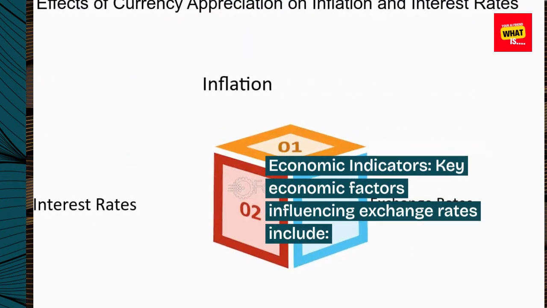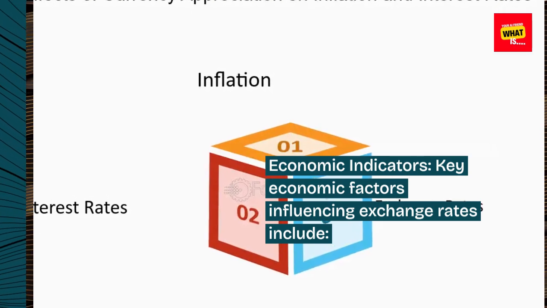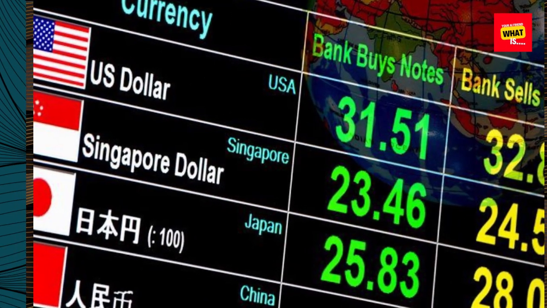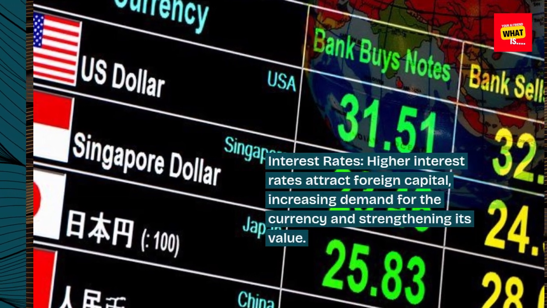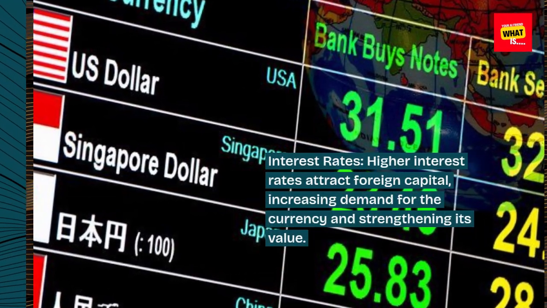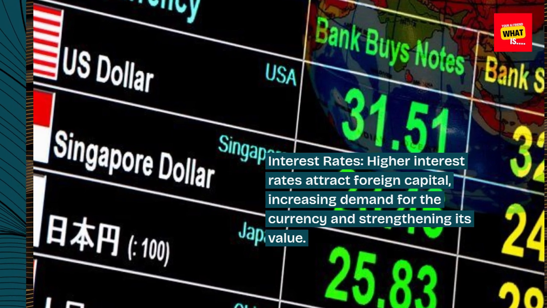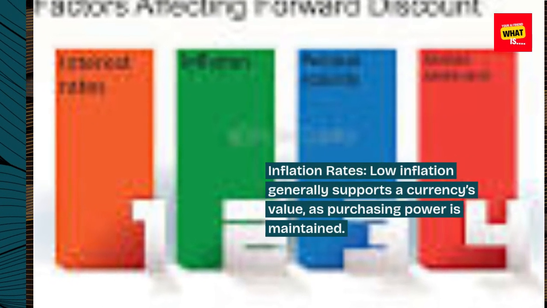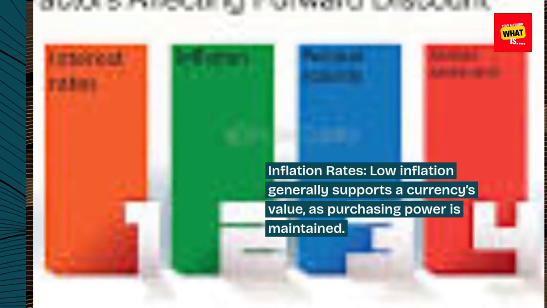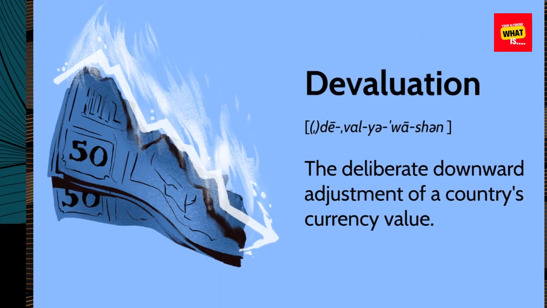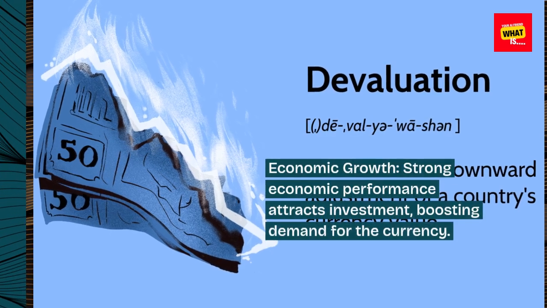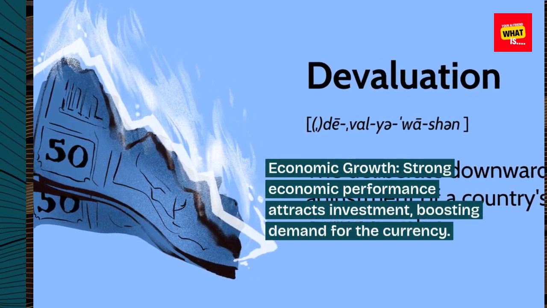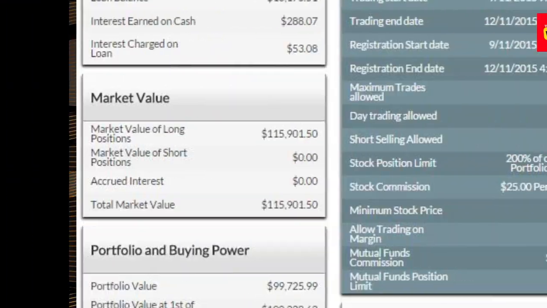Economic indicators. Key economic factors influencing exchange rates include interest rates. Higher interest rates attract foreign capital, increasing demand for the currency and strengthening its value. Inflation rates. Low inflation generally supports a currency's value, as purchasing power is maintained. Economic growth. Strong economic performance attracts investment, boosting demand for the currency.